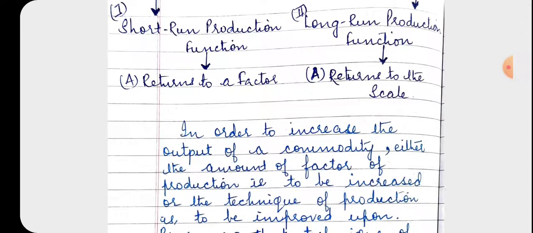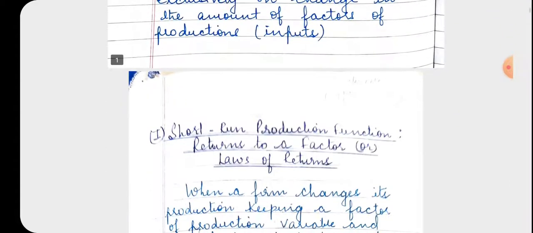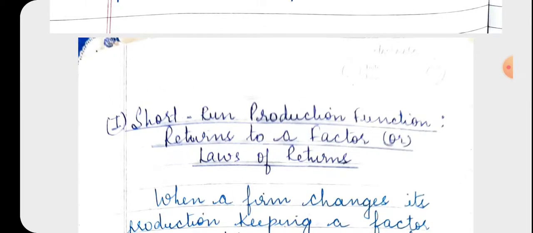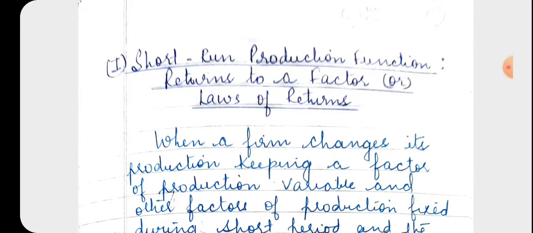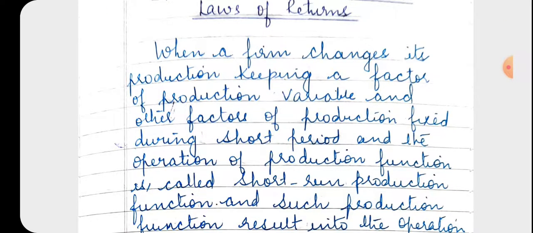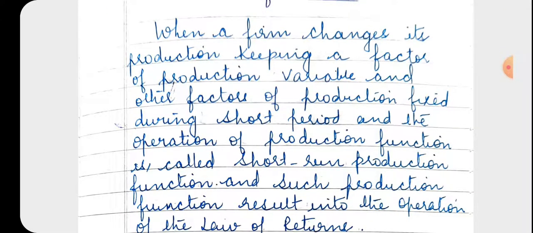Let us move on to the first head, known as short run production function. In this video, we will be seeing only short run production function, otherwise known as returns to a factor or law of returns. When a firm changes its production, keeping a factor of production variable and other factors of production fixed during short period, this operation is known as short run production function.